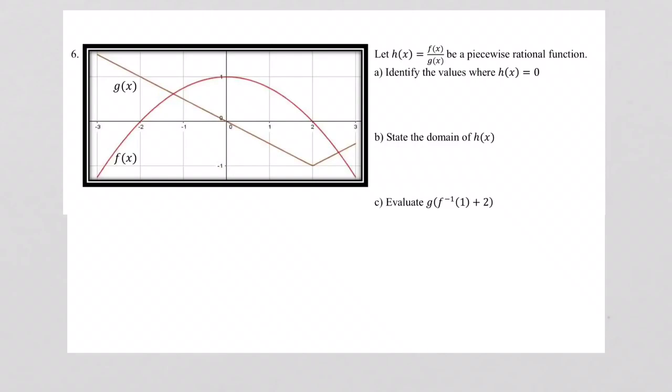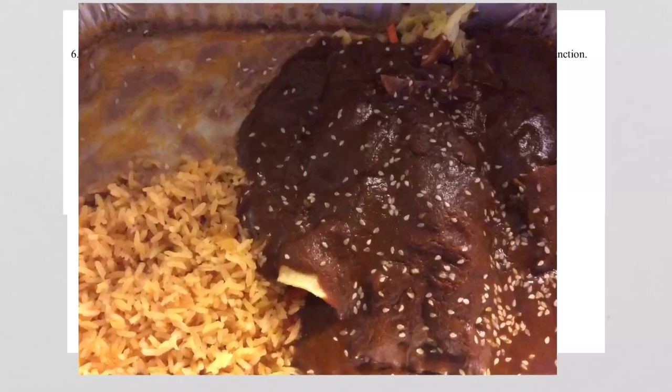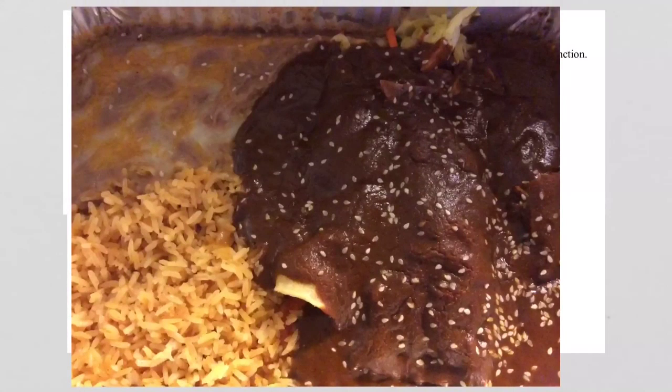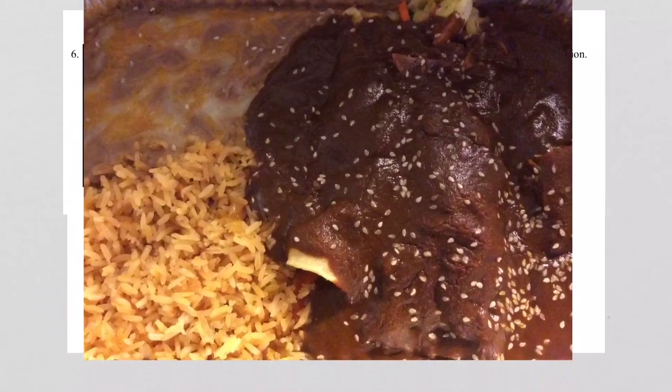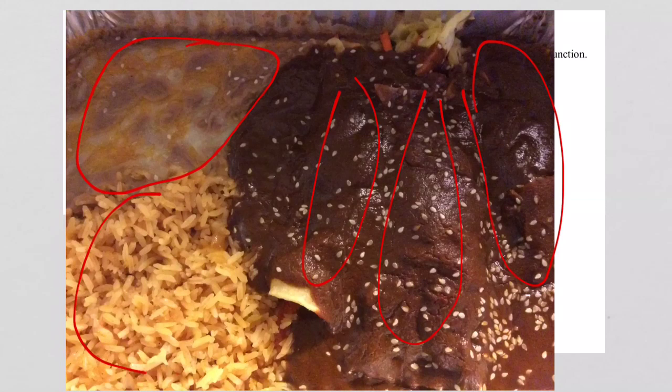Alright, before we do problem number 6, I will show you my main course. This is my main course. It is chicken enchiladas and mole. There's 1, there's 2, there's 3. There's my beans and cheese, and there's my arroz, rice. And there's some cabbagey stuff right there. And I ate this all with chips.